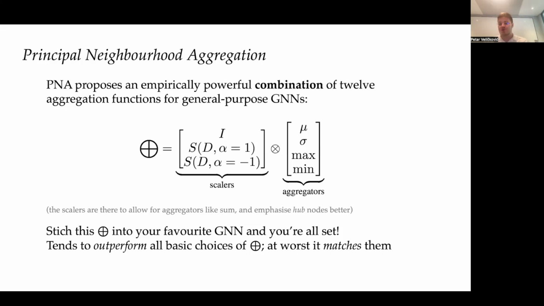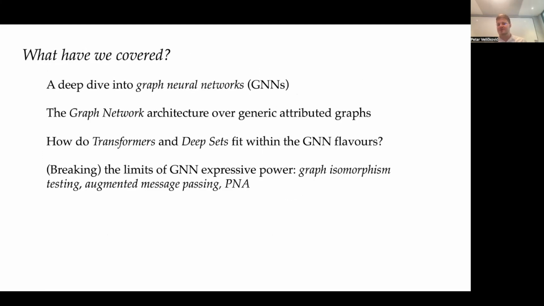It tends to at worst match the performance of individual choices of aggregators and usually outperforms them, especially as you need to extrapolate more. So that was actually the last concept I wanted to cover for you today. So it's good to have a recap of everything we covered.